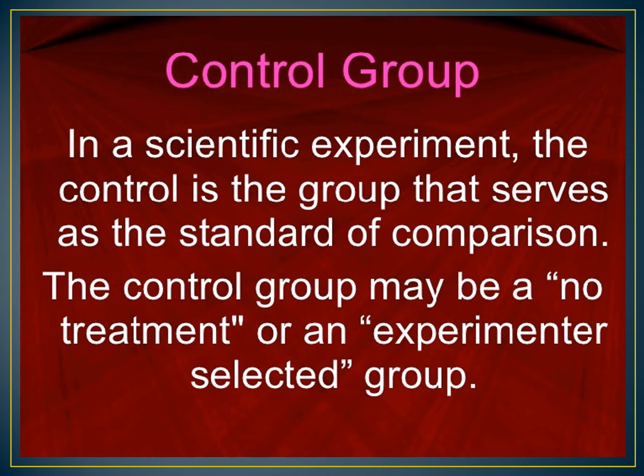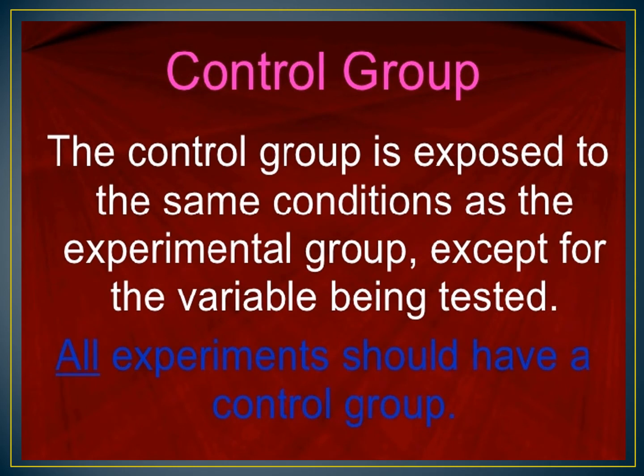Okay, so now let's proceed to the control group. In a scientific experiment, the control is the group that serves as the standard of comparison. The control group may be a no treatment or an experimenter selected group. So this is the variable in the experiment that is constant or remain the same. The control group is exposed to the same conditions as the experimental group, except for the variable being tested. Note that all experiments should have a control group.